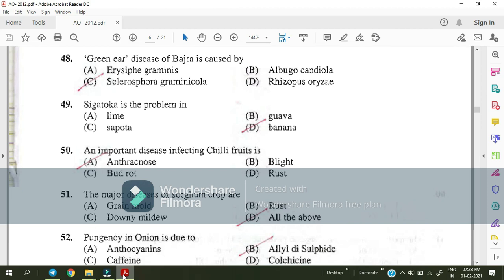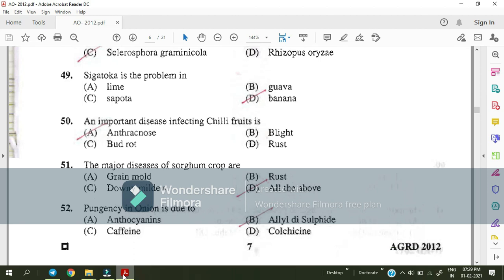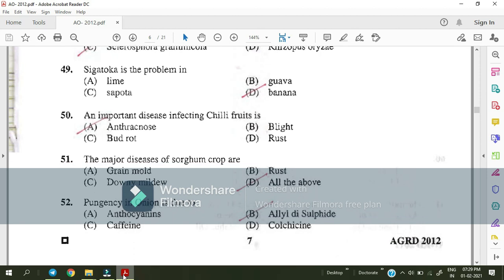Next, grain smut, second name is Sphacelotheca sorghi. Its management practice is thiram, 4 gram per kg of seeds. 52nd question. Pungency in onion is due to allyl disulfide. The important pest of onion is onion thrips.